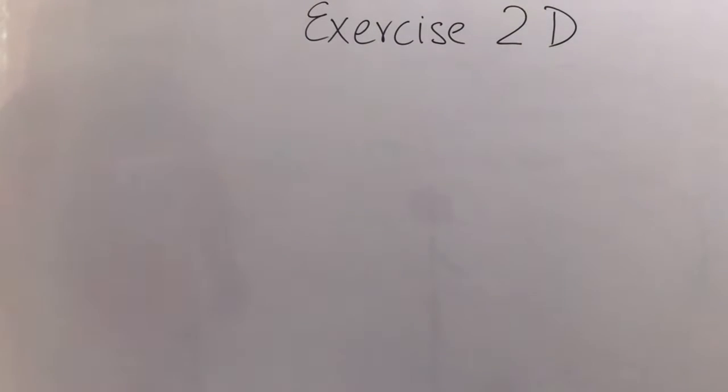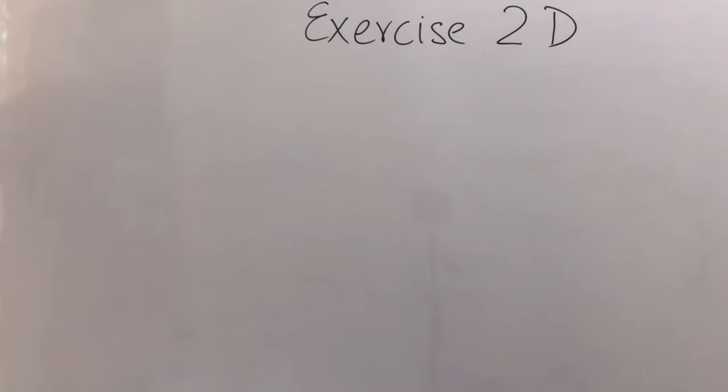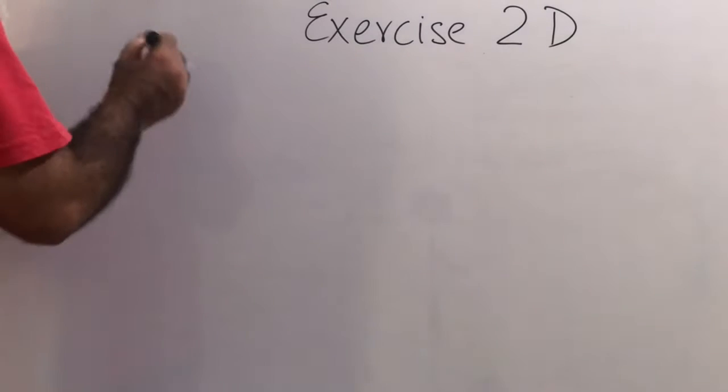Bismillahirrahmanirrahim. Today we will be doing exercise 2D. We are on page number 52. This is chapter number 2, integers, rational numbers and real numbers. This is math for grade 7, Oxford, new syllabus mathematics. We will start from question number 1.